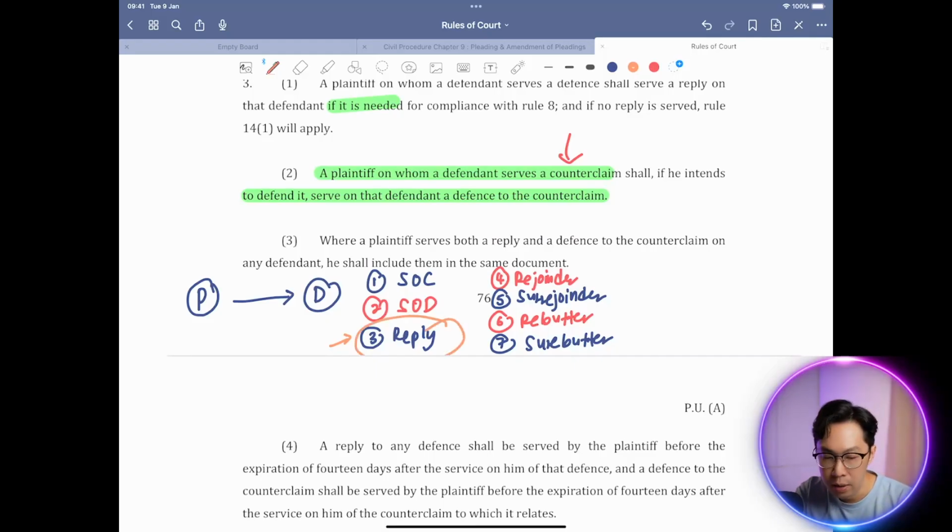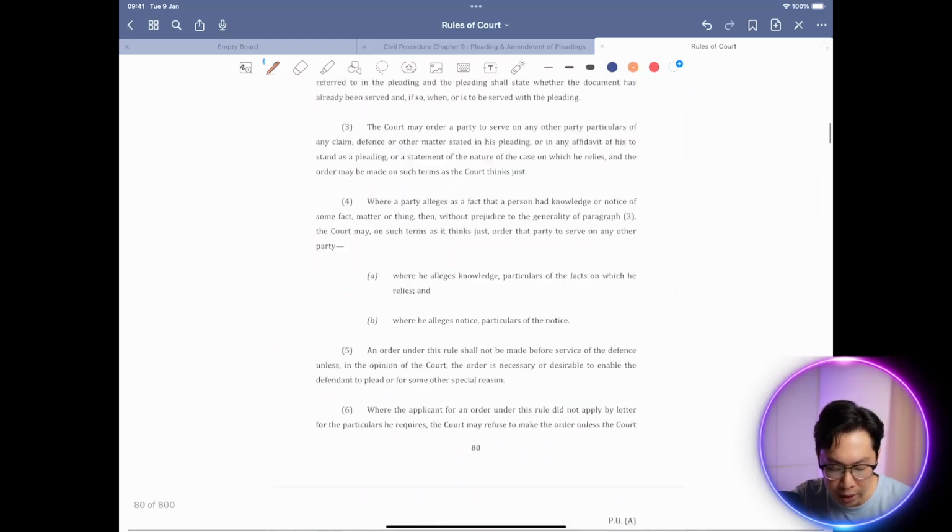Service of reply. Okay, 14 days after service of reply. Or if there is no reply, but only a defense or counterclaim, after service of the defense or counterclaim. Let's say there is a counterclaim here. What if no reply and no counterclaim? Basic statement of claim, statement of defense. Then you see B. If neither a reply nor a defense to a counterclaim is served, expiration of 14 days after service of defense. That is your Order 18 Rule 20.